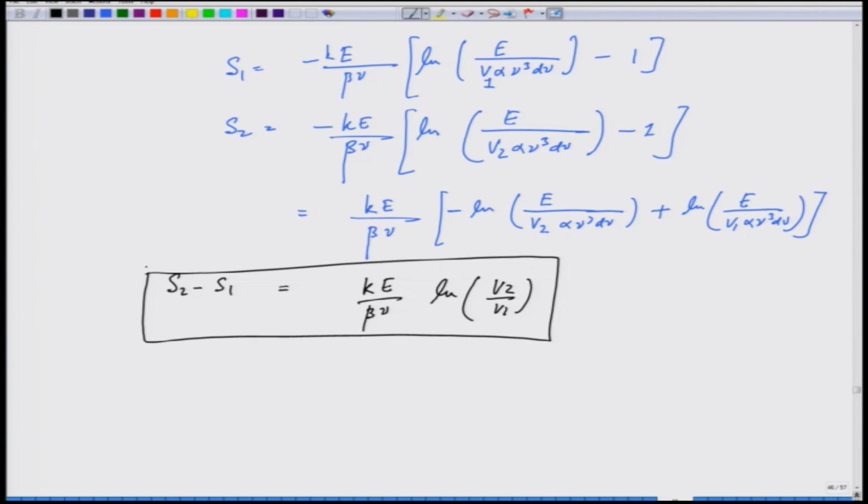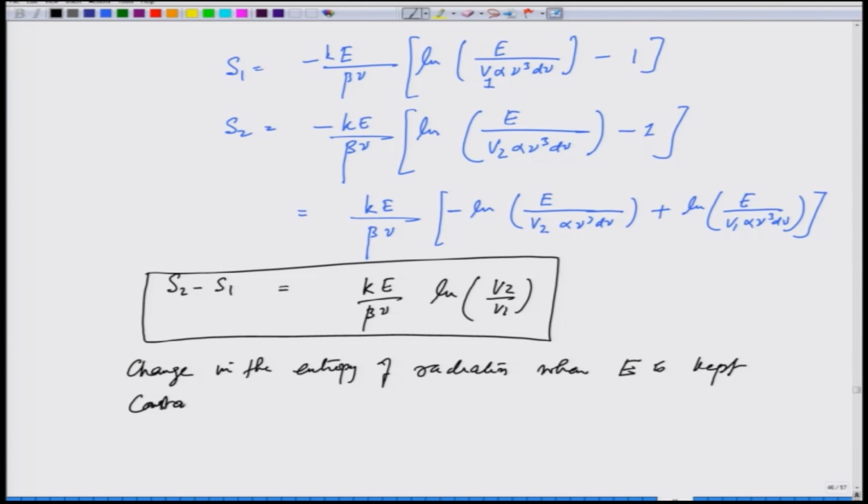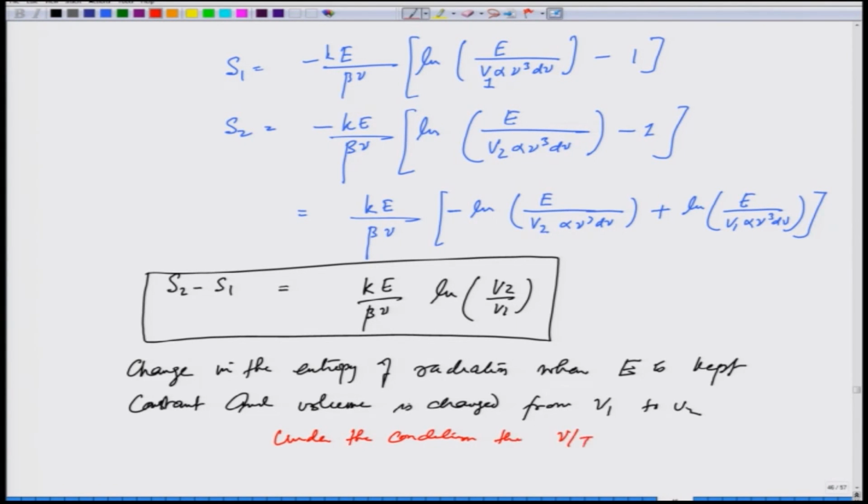So, this is the change in the entropy of radiation when E is kept constant and volume is changed from V 1 to V 2, and this is also under the condition that nu over T is large. Okay, so, T is small.